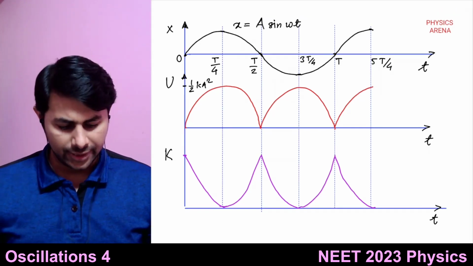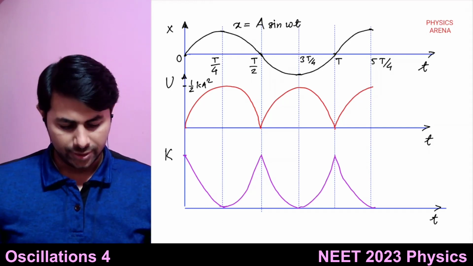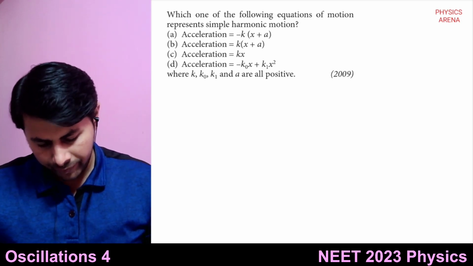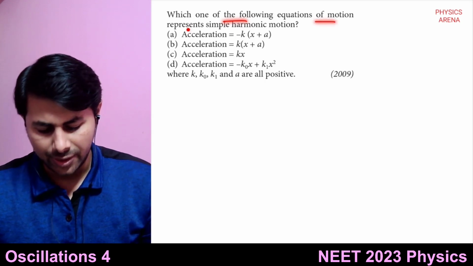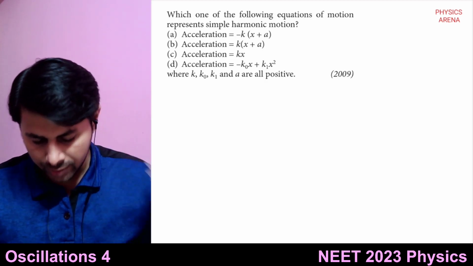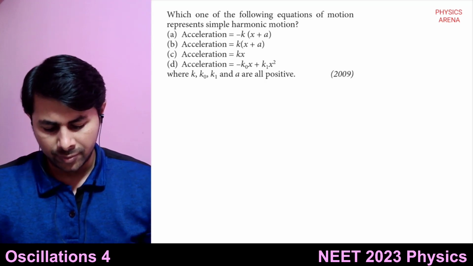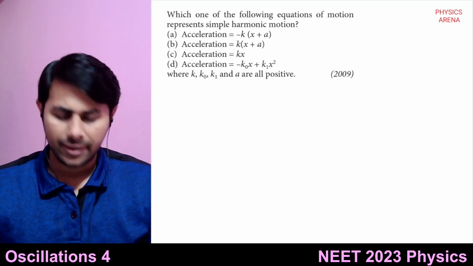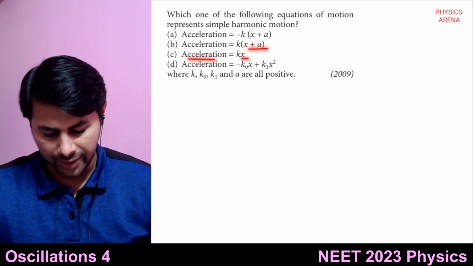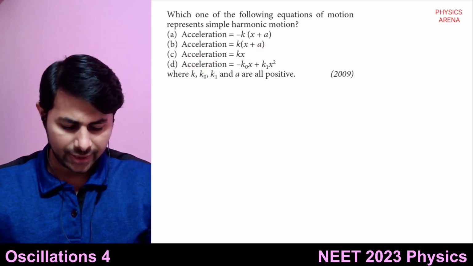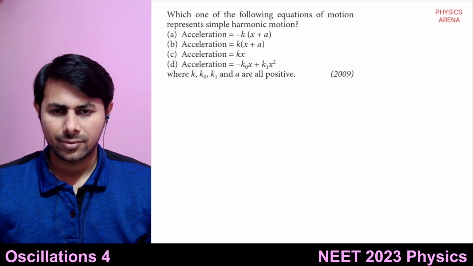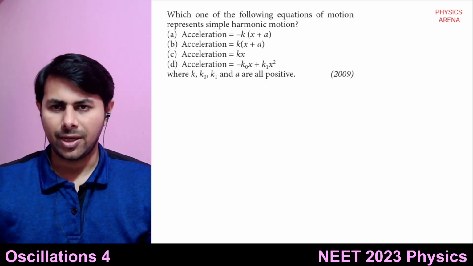So now let us try to solve some problems based upon this. Okay, so just wait for 1 minute. Let us try to solve some problems. So see this problem. Which one of the following equations of motion represents simple harmonic motion? Acceleration equals minus k times (x plus a), acceleration equals k times (x plus a), acceleration equals kx, and acceleration equals minus k naught x plus k1 into x square. Which one of these represents simple harmonic motion?